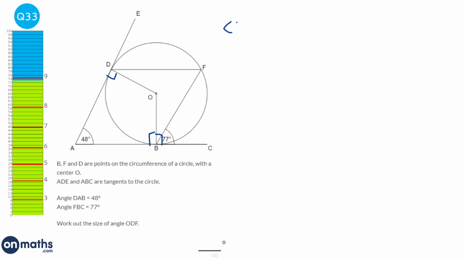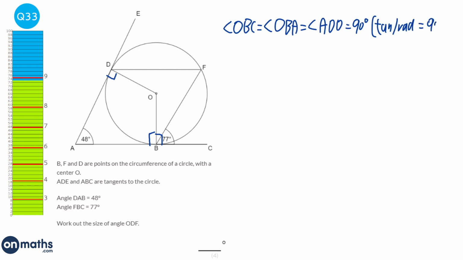And then we're going to say angle OBC equals angle OBA equals angle ADO equals 90 degrees. And we have to show the reasons. Most of the marks in this question will be for the reason. So it's going to be a tangent radius equals 90 degrees. And try and write out the full reasons. I'm going to just keep it a little bit contained, just so I can fit this answer all on the same slide.